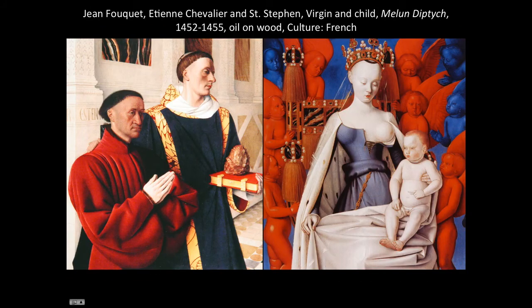This is coming out of the French court. I love this. Jean Fouquet's Etienne Chevalier and Saint Stephen with the Virgin and Child. It's just so saucy. Etienne Chevalier, right here, was one of the sort of advisors to the king, and it's said that he was in love with the queen at the time, so in love with her that after she died, her name was Agnes Sorel. Sorry, she was the mistress of the king, I should say, not the queen, but the mistress. It's said that after she died, he commissioned this piece, and he asked Jean Fouquet to make Mary look like Agnes.